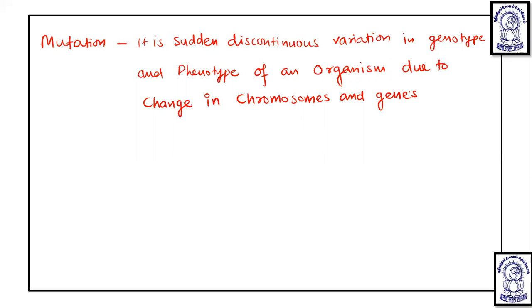So it is known that in addition to recombination, mutation is another phenomenon that leads to variation in DNA. It plays one of the important roles in causing variation. So in this mutation, we are going to study the different types.